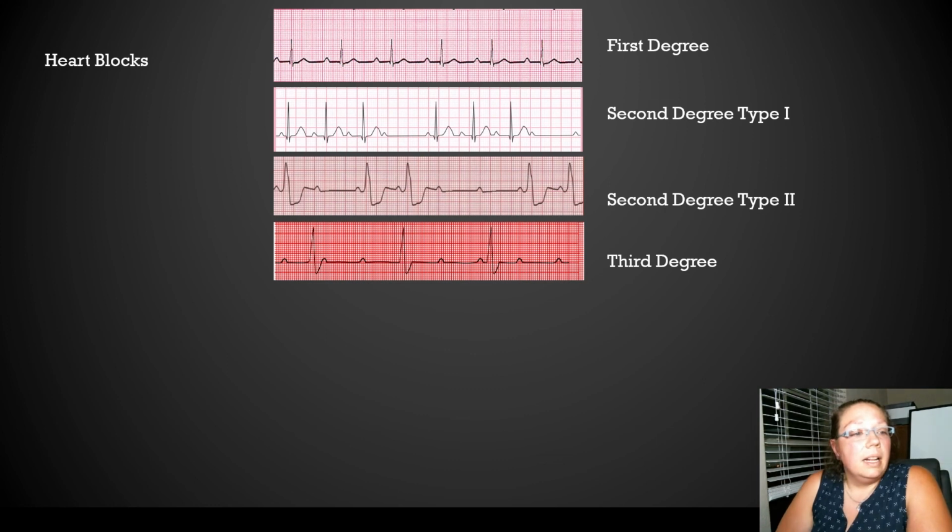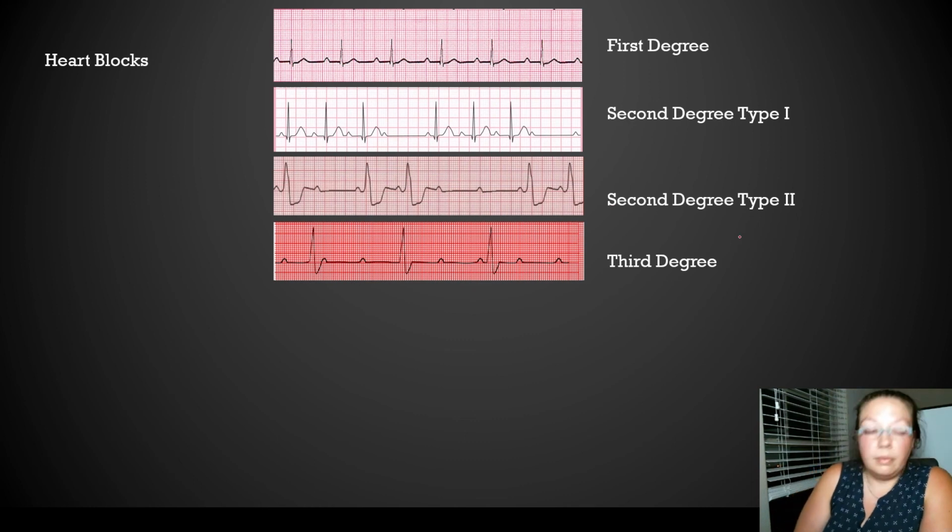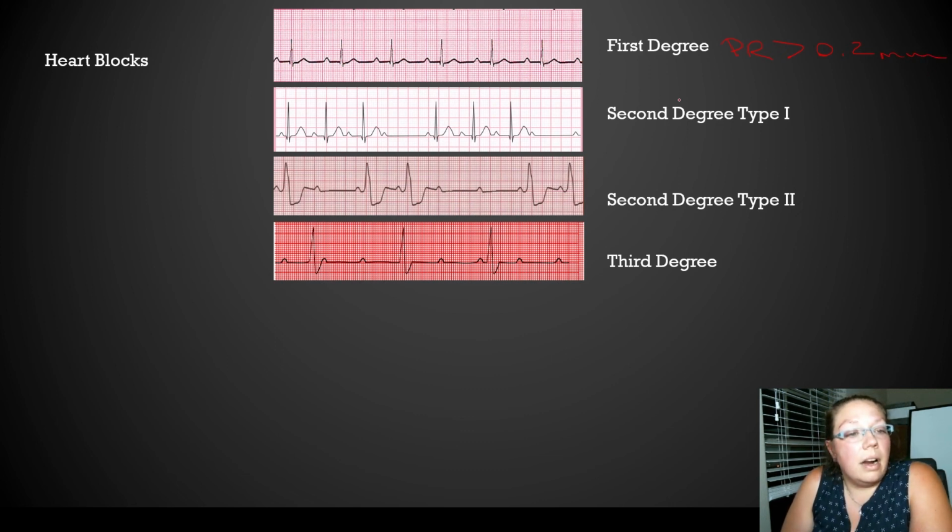So, let's go back to first degree. Is it regular? Yes, it's regular. Are there P waves? Yes. Here's our P waves, right? Does every P wave have a QRS? Yep. Every P wave has a QRS. What is the PR interval? In first degree block, your PR interval is going to be greater than 0.2. It's milliseconds.